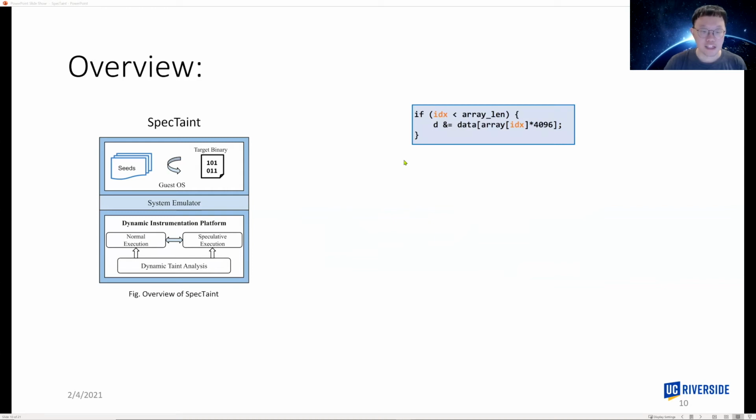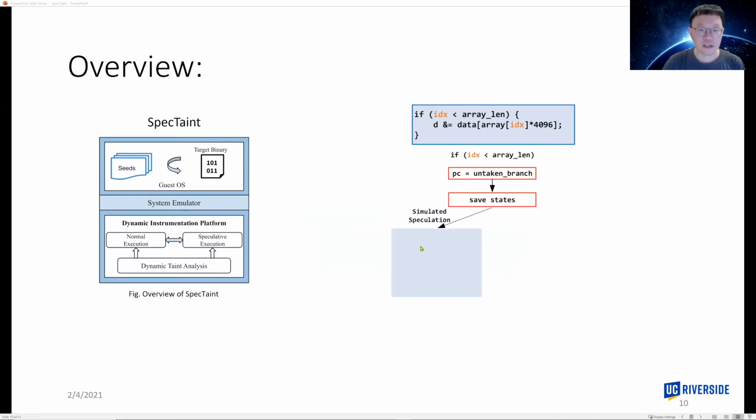Let's use the same gadget as an example. For a conditional branch, it first replaces the PC with the untaken branch in the emulator. Then it executes the untaken branch. Before that, execution states, such as registers, are saved. Then it enters the simulated speculative execution. During this phase, it conducts dynamic taint analysis to track the data dependency between instructions.